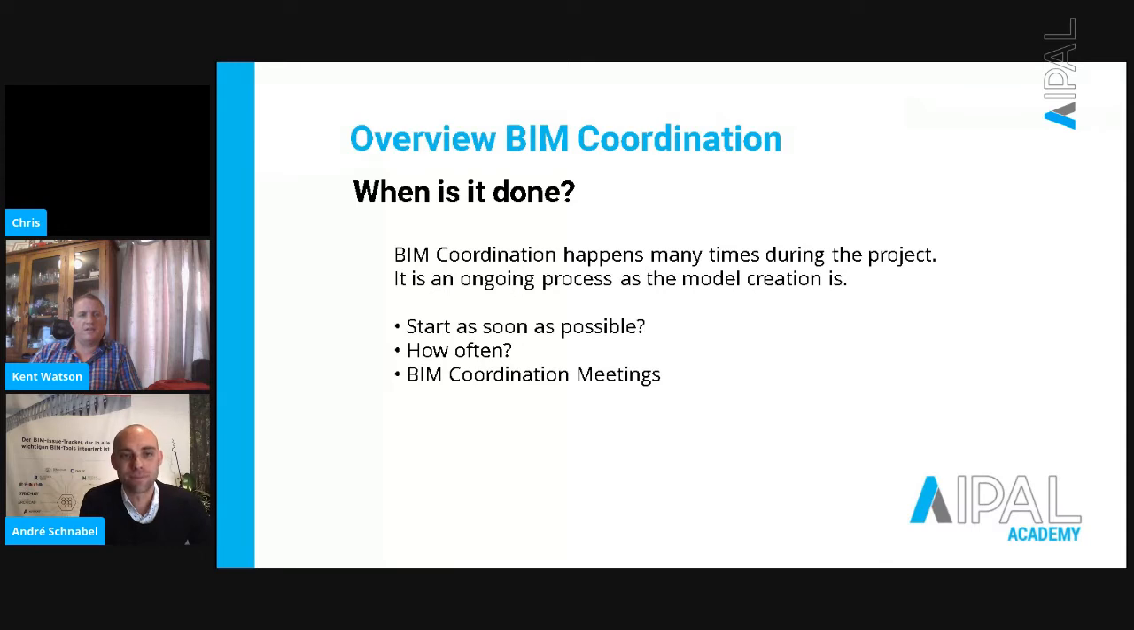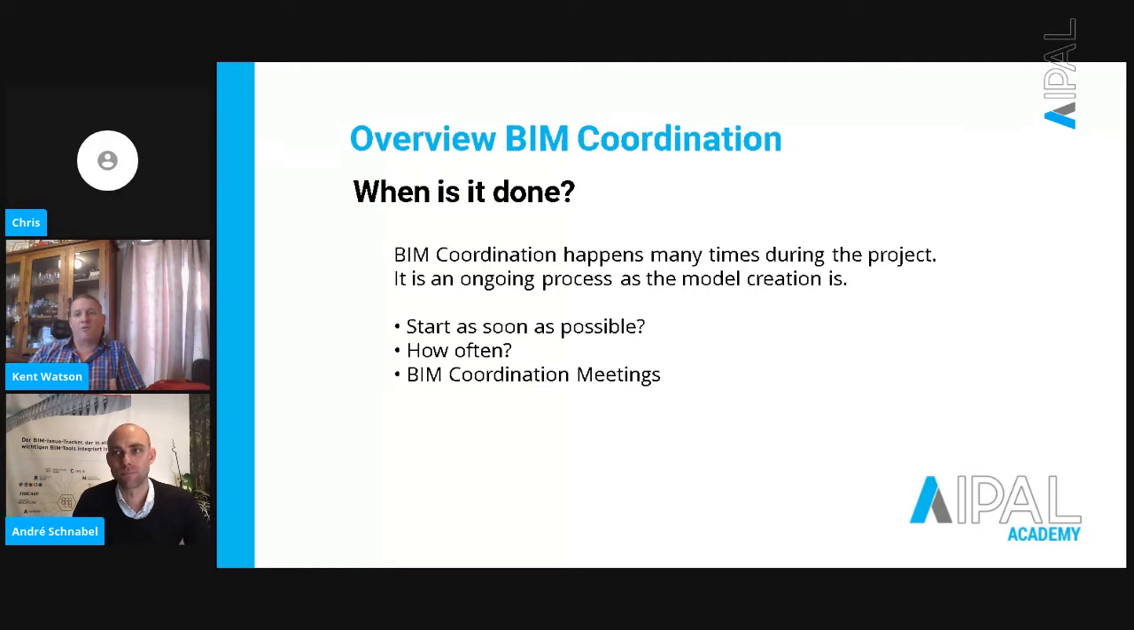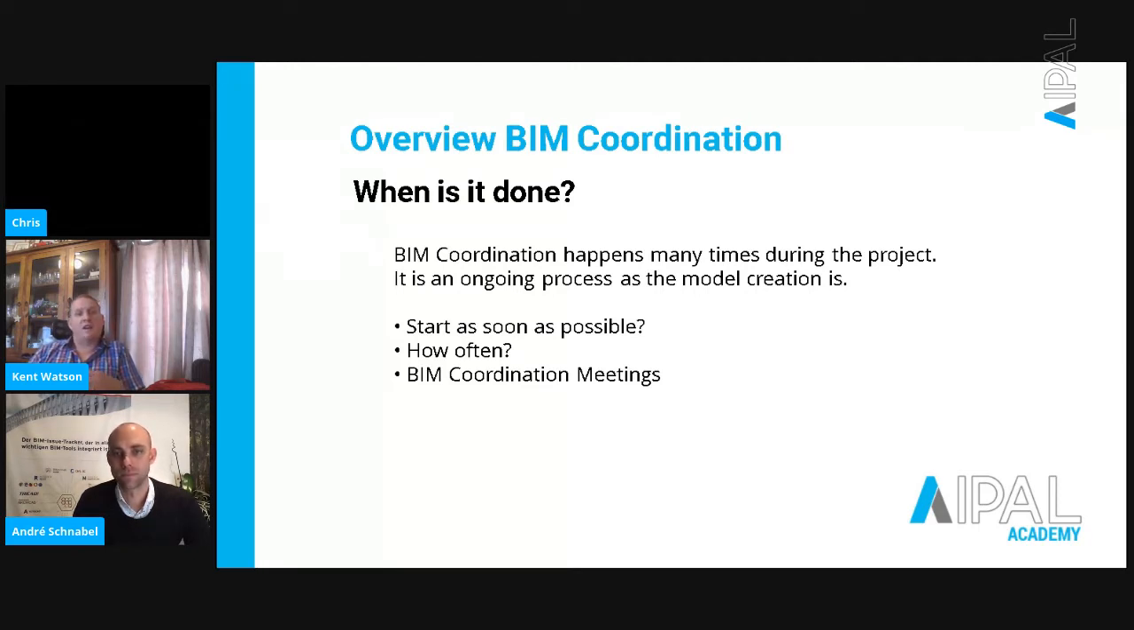So I think there's a couple of areas there when we're talking about how often as well, because there's the project as a whole. So how often do we collaborate or coordinate the project as a whole, particularly from a clash detection perspective? But then there's our individual discipline that we're responsible for as well, and we may want to run that. And I would suggest it would be a good idea to run that more frequently than the overall collaboration of the whole project.